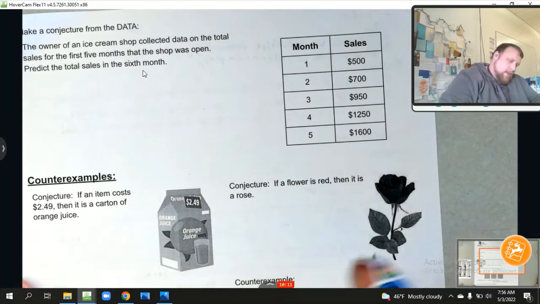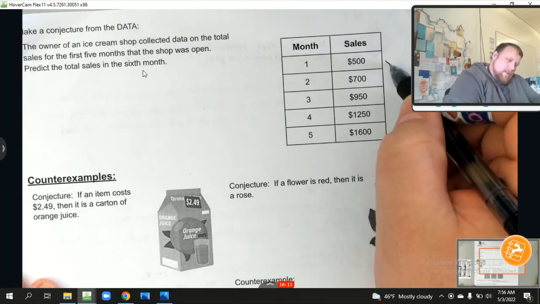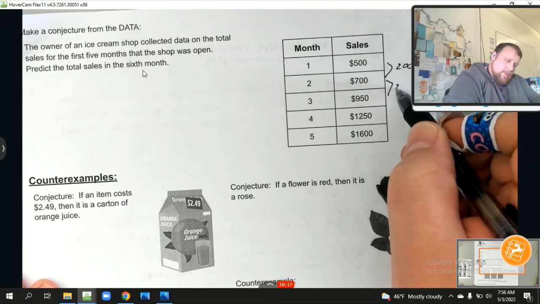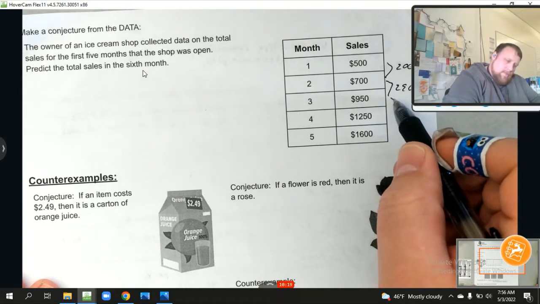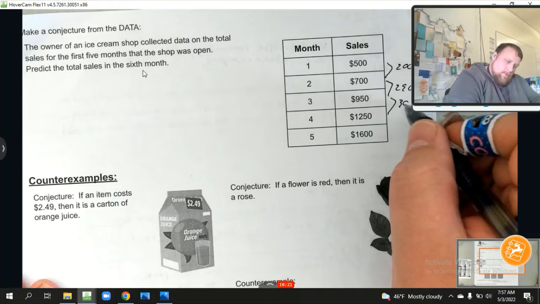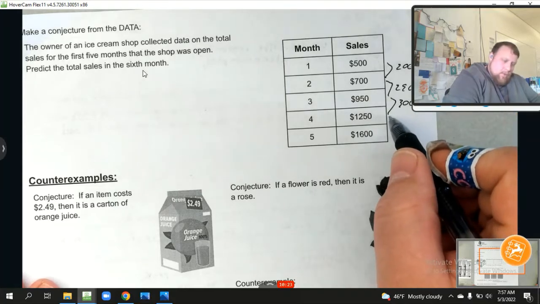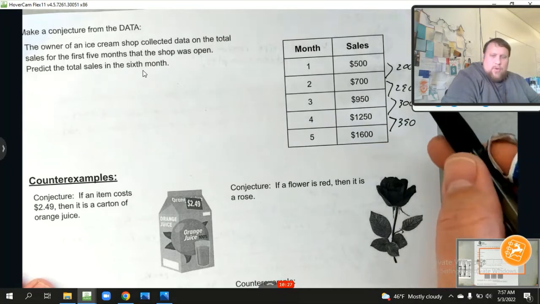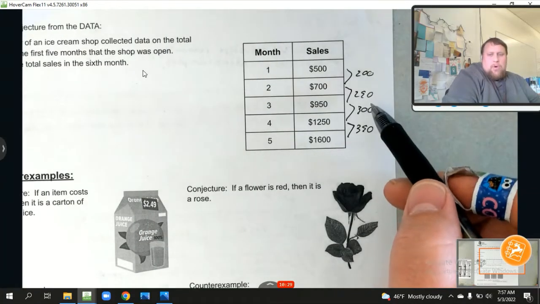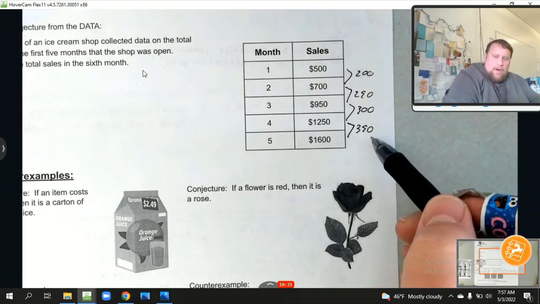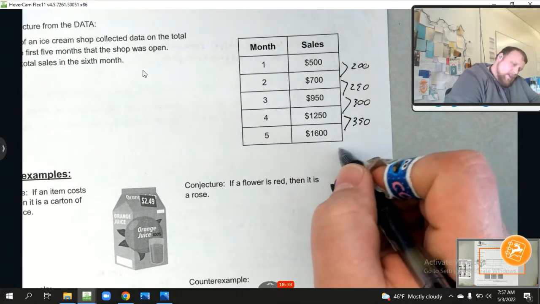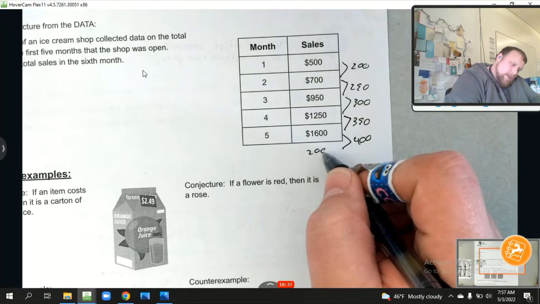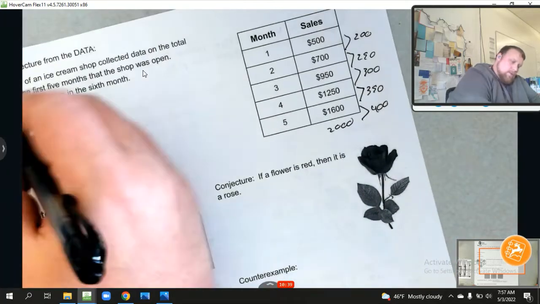All right. Well, let's see. 500 to 700 was $200, right? 700 to 950 is $250. 950 to 1250 is $300. Are we seeing a pattern now? 1250 to 1600 is $350. It's growing by $50 more each month. So that means if I were to add 50 to 350, I would end up growing by 400, which would put me at 2,000.